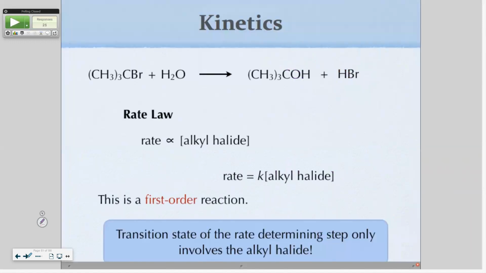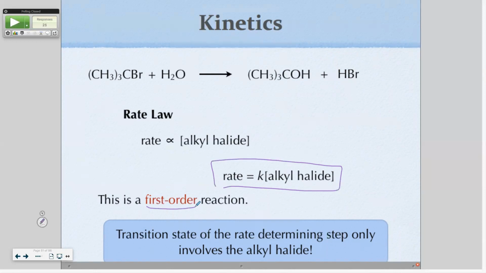Okay, when they did the kinetics of this, they found that it didn't matter how much water was in there as far as the rate goes. If they doubled the amount of water, the rate stayed the same. But when they doubled the amount of alkyl halide, the rate doubled. So what does that tell you? That tells you that your rate is k times the concentration of alkyl halide. That's your rate law. And so it's a first order reaction. So the transition state of the rate determining step only involves the alkyl halide.